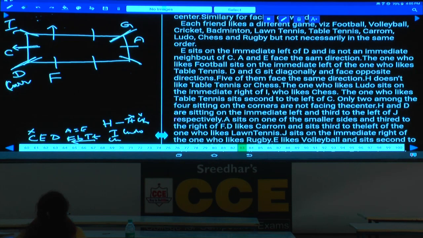As E sits on the immediate left of D and is not an immediate neighbor of C, hence where should this E be? E must be at this place. Okay. If you take E at this place, then C will be here. I will discuss the direction of this C afterwards, isn't it? And E will be here. E sits on the immediate left of D.